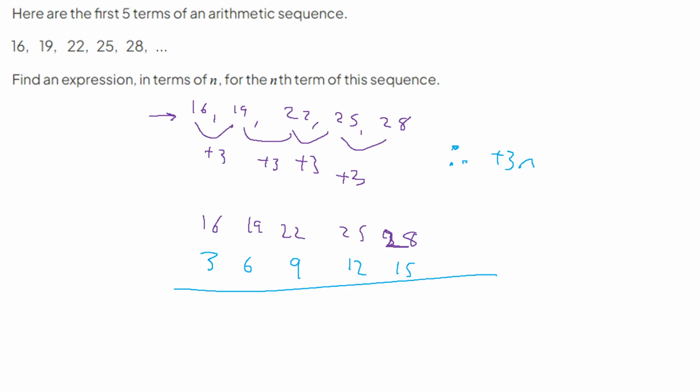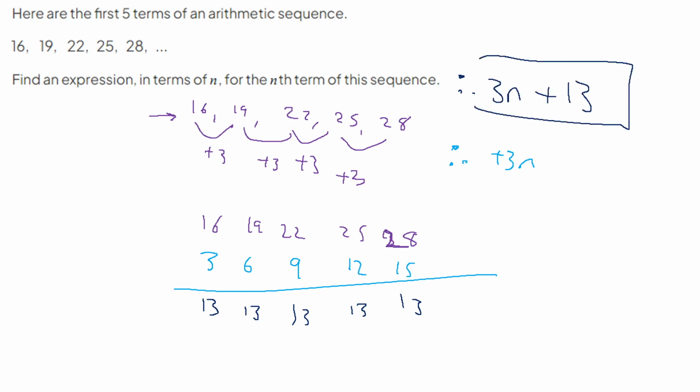And now let's subtract. What is 16 minus 3? 16 minus 3 is 13. 19 minus 6 is 13. 22 minus 9, also 13. 13 and 13. So our nth term is going to be 3n plus 13. Yeah?